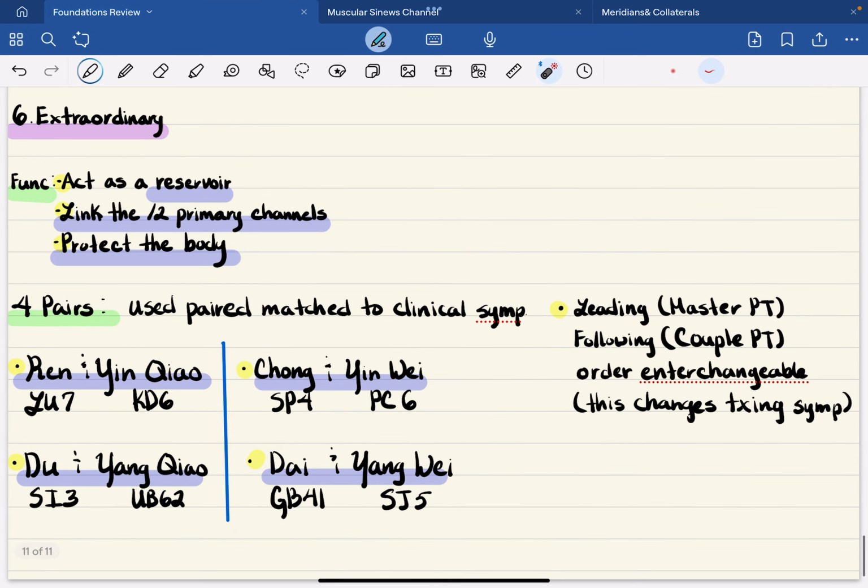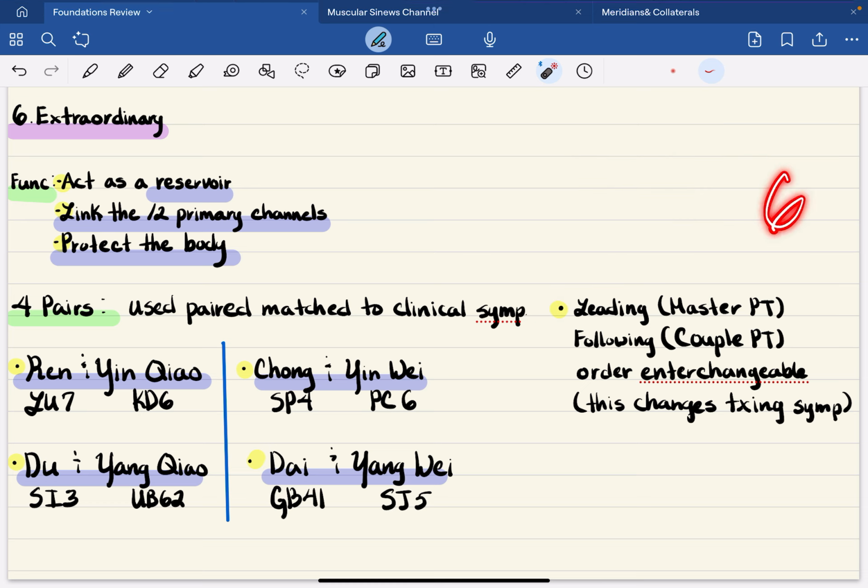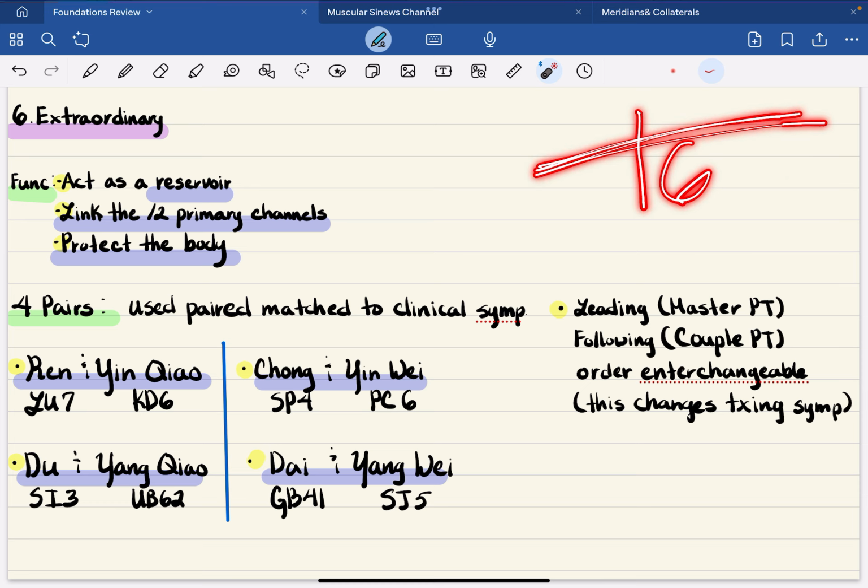Okay, now the six extraordinary vessels. They act as a reservoir, okay? And they link the 12 primary channels. So remember I said there's a point in the primary channel, and it's through that primary channel that we're going to discuss down here how we get access to the extraordinary. Sorry, it's the deepest of the six channels, right?